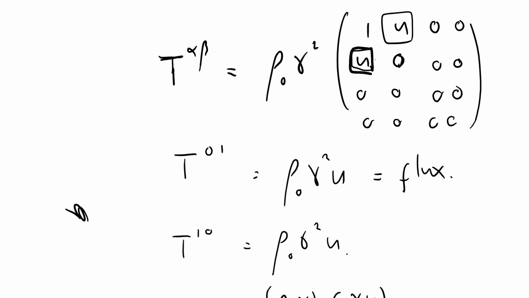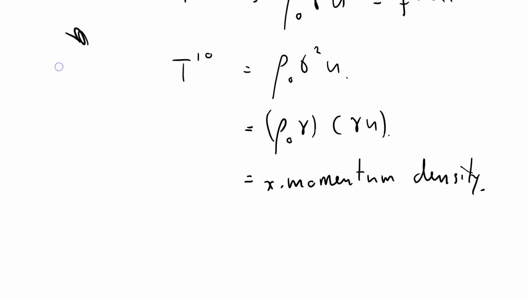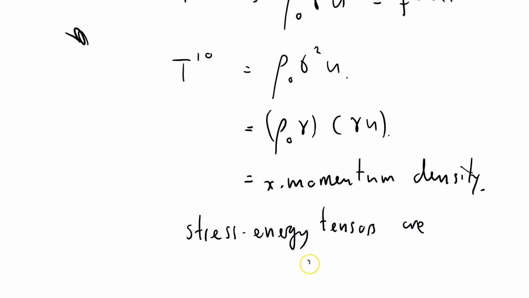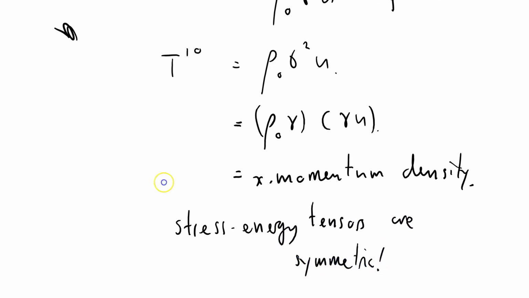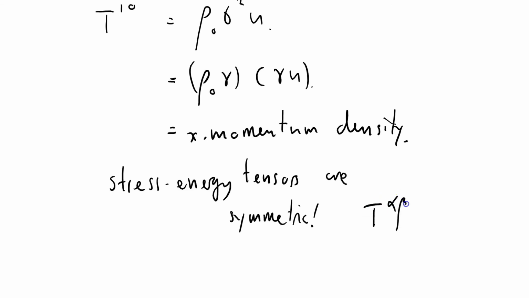It's one of these peculiar things where you just have to forget that one of your components is time. But I'm going to write that out. Stress energy tensors are symmetric. It's a general feature of them. That means that T alpha beta equals T beta alpha, for any rest frame and for any substance you can think of.